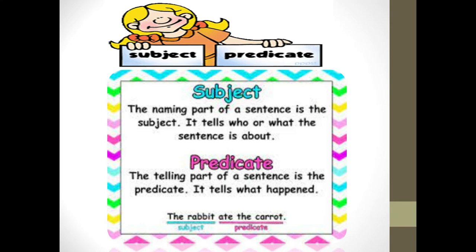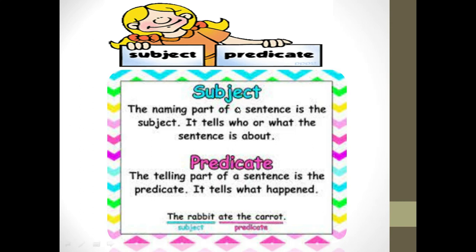Okay. Now one by one we are going to study what a subject and predicate are. The subject is the naming part of a sentence. It tells who or what the sentence is about. You can just remember that the subject is a doer, a person who does work. The predicate is the telling part of a sentence. It tells what happened. The predicate is the rest part of a sentence that includes the verb and the object.